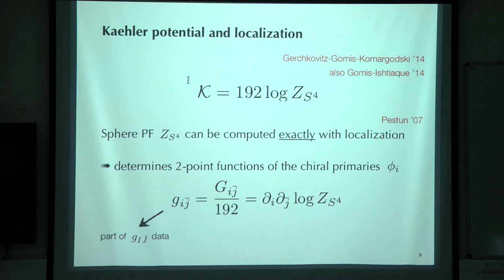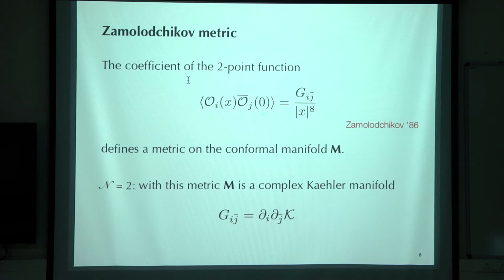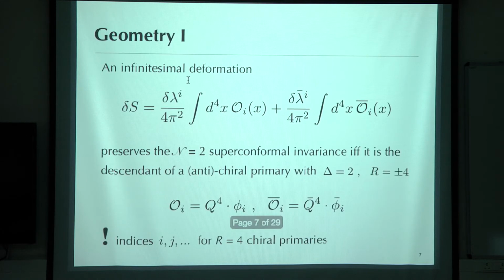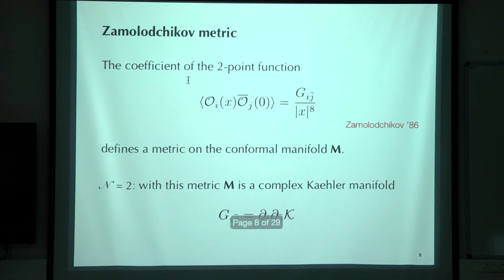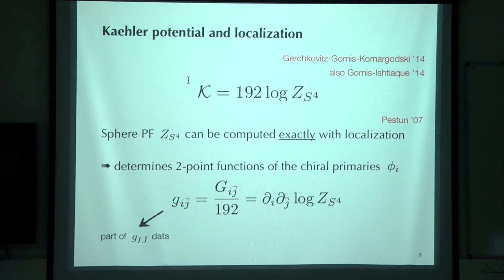So already this statement, so let's see. The Zamolodchikov metric is this quantity, this 2-point function, and these O's are descendants of the phi's. Okay? So you can use a further superconformal Ward identity to relate the 2-point functions of the chiral primary operators with scaling dimension 2 to the Zamolodchikov metric, and through this to the S^4 partition function. And that already is a partial answer to our problem. It determines a part of the G_{i j-bar} coefficients that we want to determine.